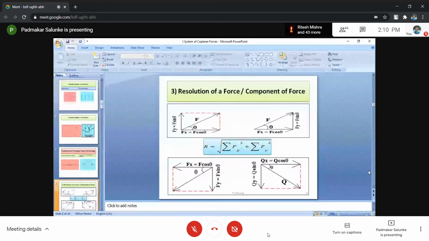One is the x component, the second is the y component. From right-angle triangle geometry, the resultant equals the square root of Fx squared plus Fy squared. And the x component is not always to the right; it may be to the left. The y component is not always upward; it may also be downward. So depending upon the situation, the x component may be to the right or to the left, and the y component may be upward or downward.